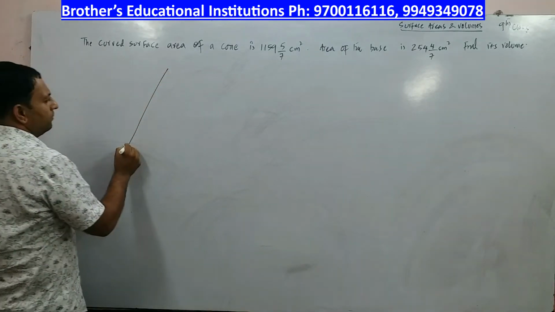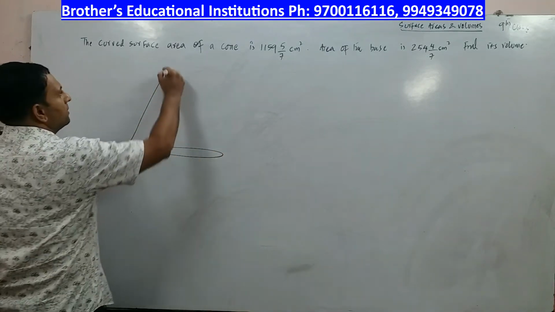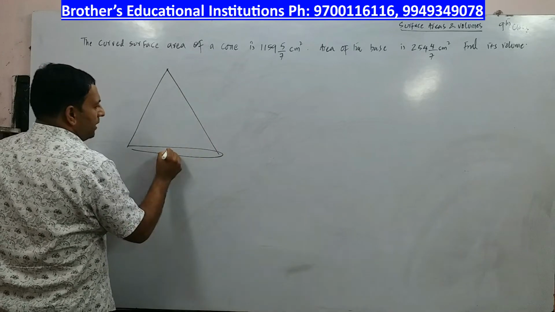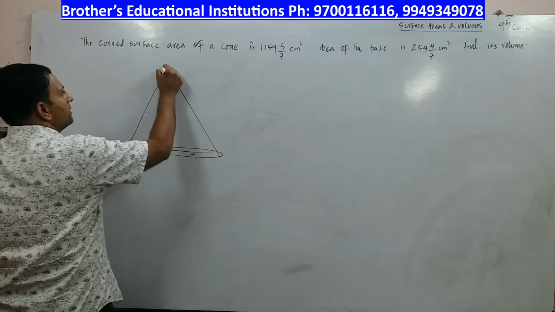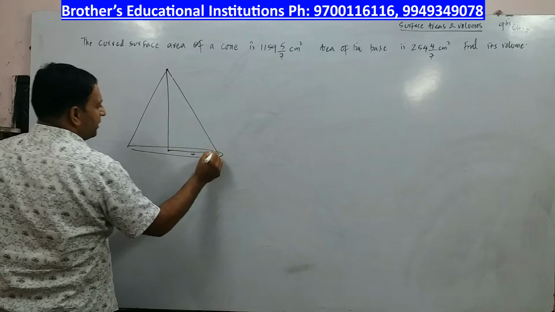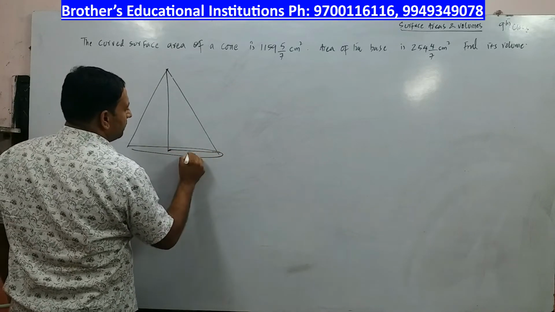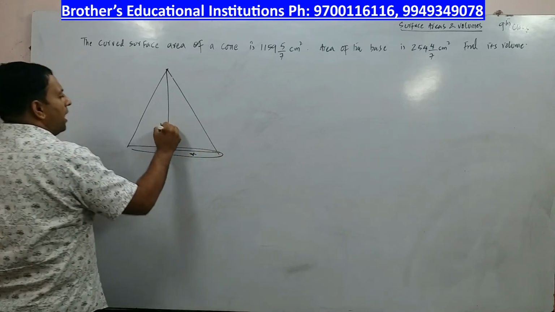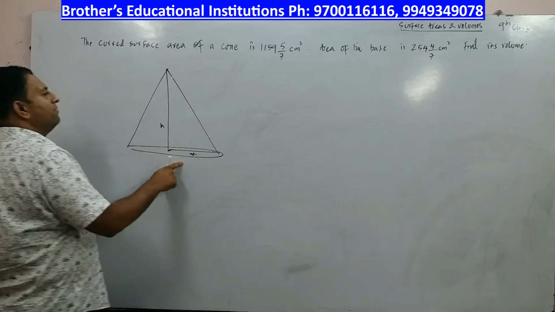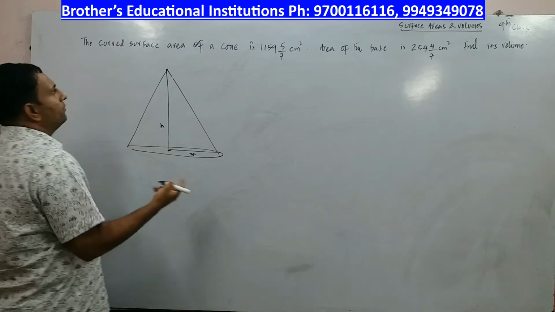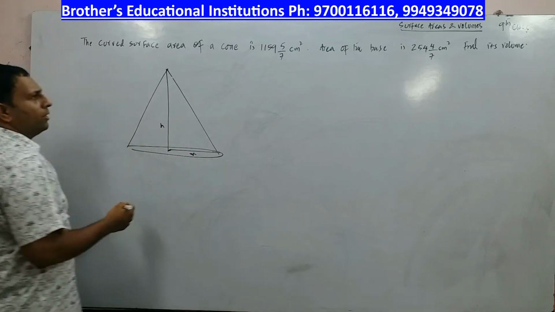There is a cone, this is a circular base, and let R be the radius of the circular base, H is the height. Alright. So we have to find the R value and the H value. It's only then we will be able to find the volume of the cone. Now how am I going to proceed for this?